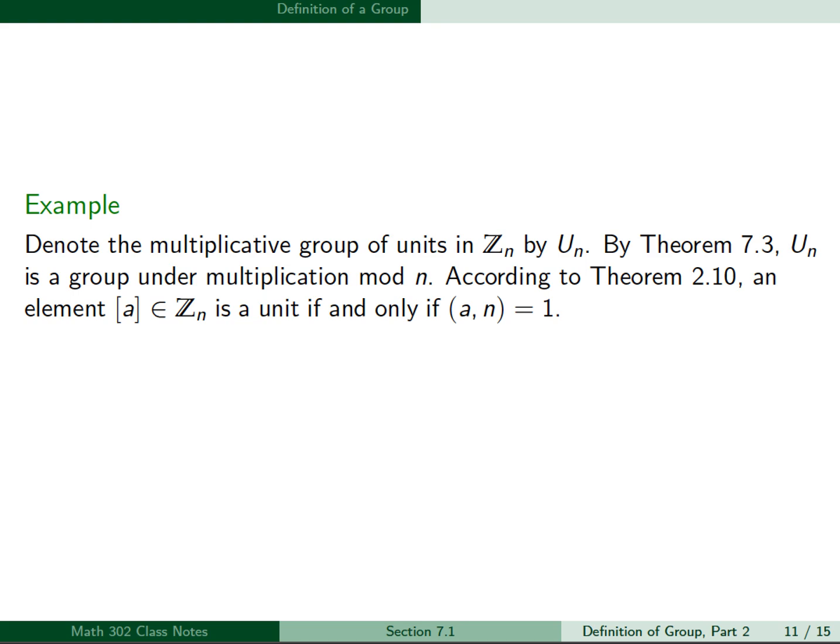And according to theorem 2.10, an element a in Z sub n, the congruence class of a in Z sub n, is a unit if and only if a and n are relatively prime. Therefore, for instance, U sub 8 will be the elements in Z sub 8 that are relatively prime to 8. So these will be 1, 3, 5, and 7.